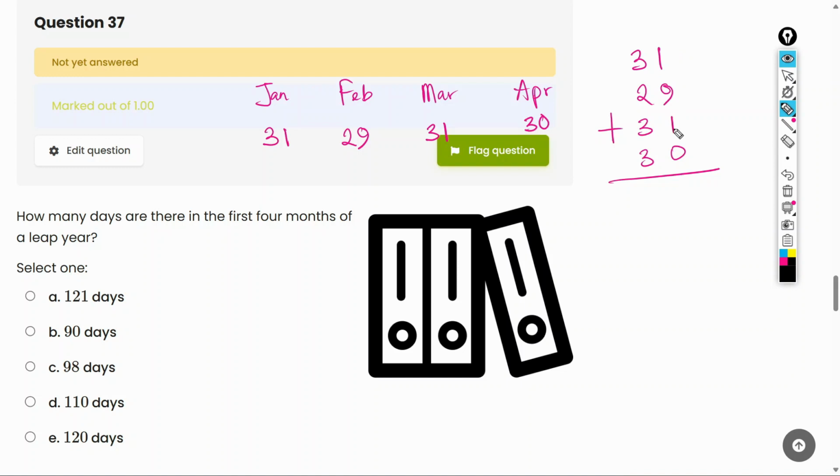1 plus 9 is 10, plus 1 is 11, so that's 1, carry 1. 1 plus 3 is 4, plus 2 is 6, plus 3 is 9, that's 12. So that's 121 days.